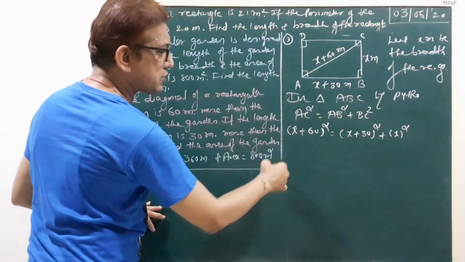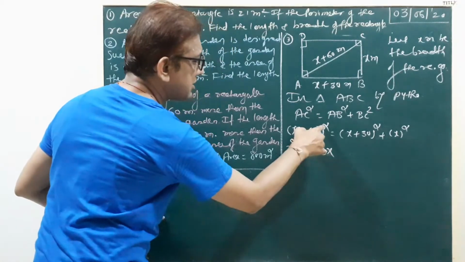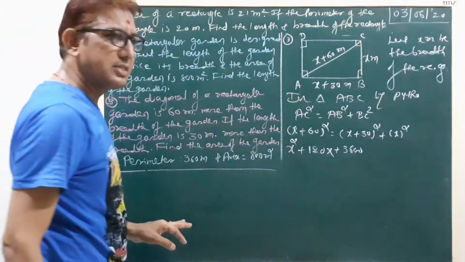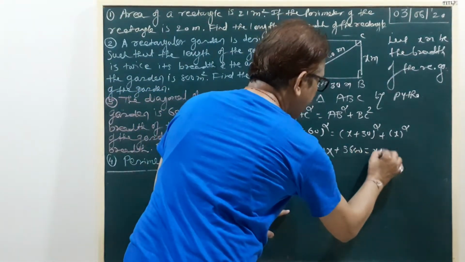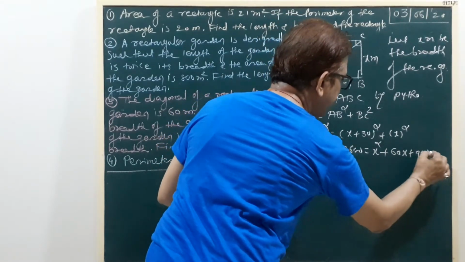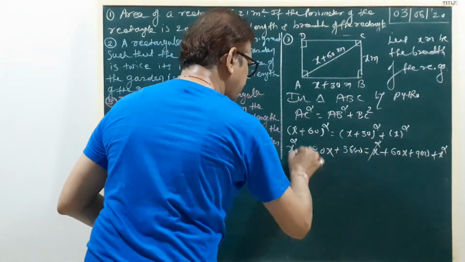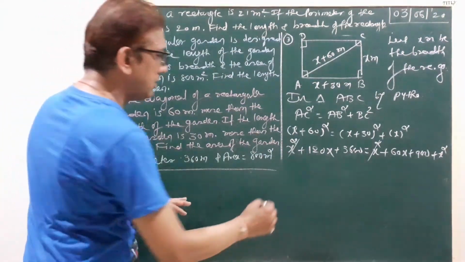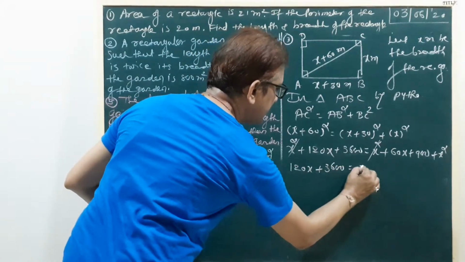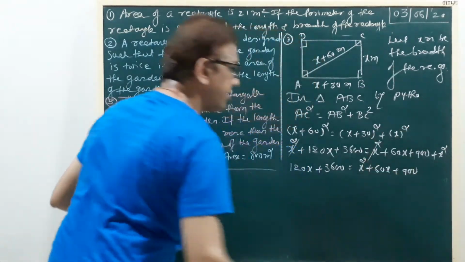Okay? Now (a plus b) whole square expansion formula. x square, 2 into 60 into x is 120x, and 60 square equal to 3600. Then here again x square, 2 into 30 is 60x, 30 square is 900, and plus x square. Okay? On both sides equal terms will be cancelled. Clear? So 120x plus 3600 as it is. Here we write x square plus 60x and plus 900.